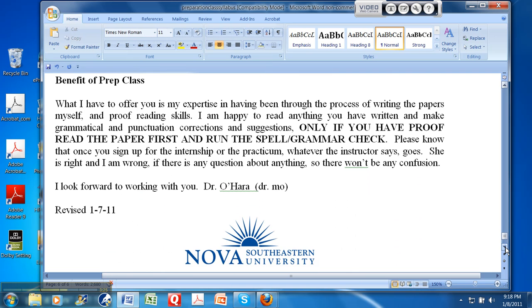The benefit of this class for you is that I offer you my expertise in having been through the process of writing both of these papers and my proofreading skills. I'm happy to read anything you have written and make corrections and suggestions, but only after you have proofread the paper yourself and you have run the spell check and the grammar check. I find that a lot of errors are just careless, and you can catch those yourself.